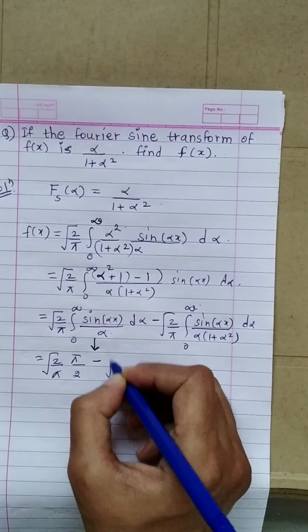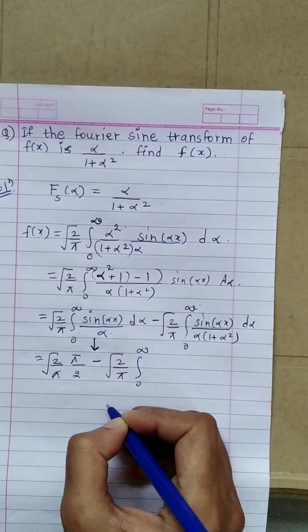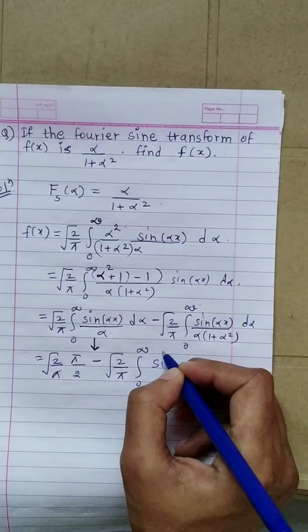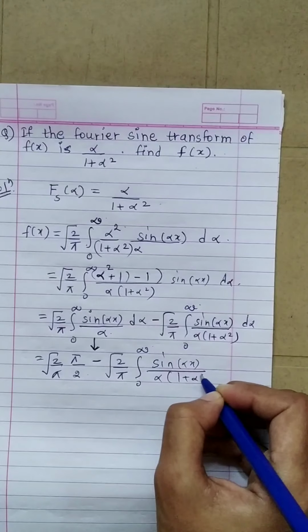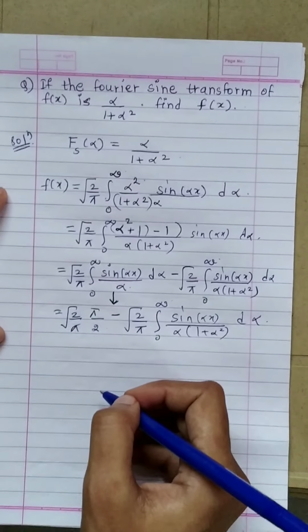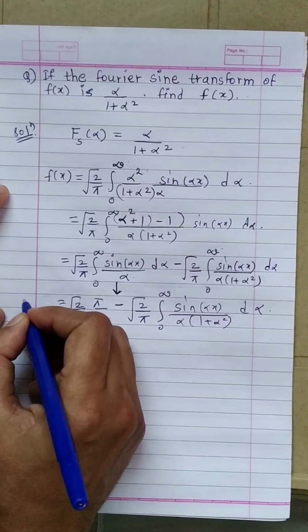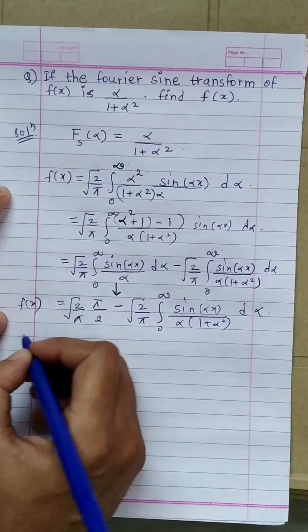So this will be root of 2 by pi integral from 0 to infinity sine of alpha x by alpha into 1 plus alpha square d alpha. Okay, and this is f of x. Now let's differentiate it with respect to x.